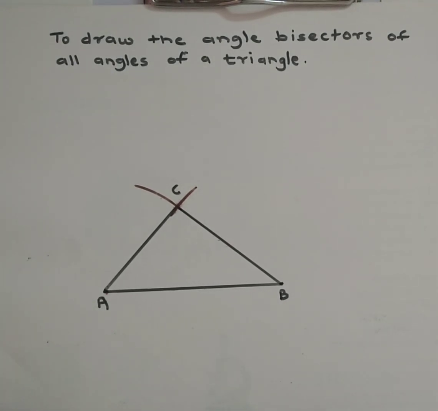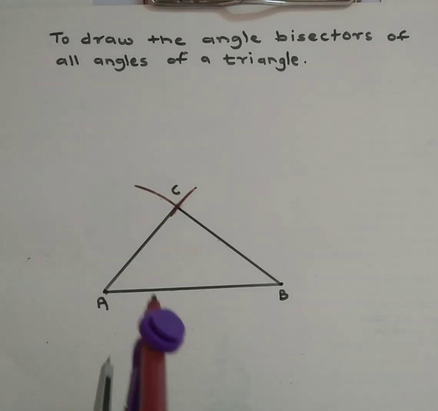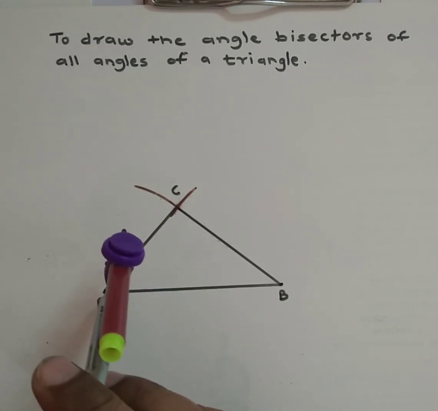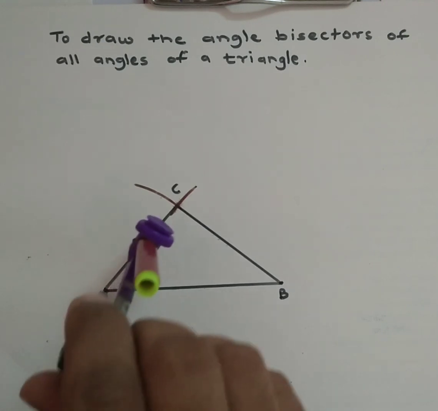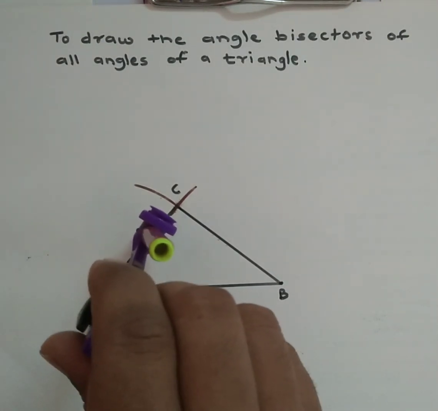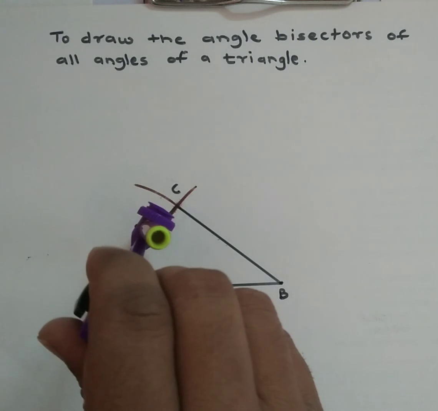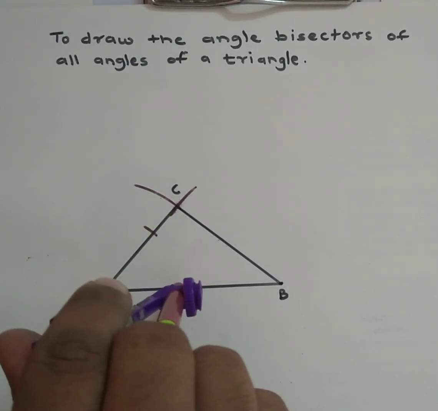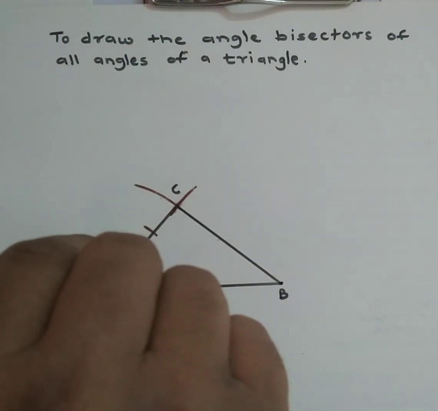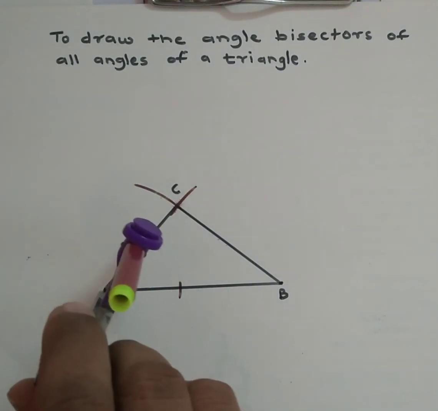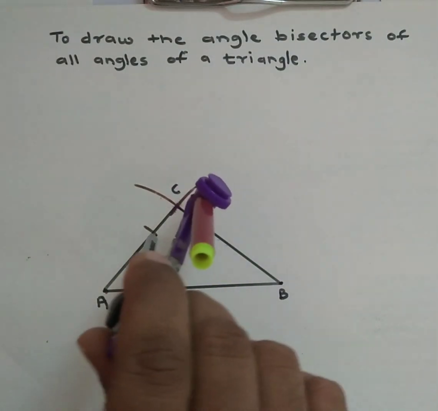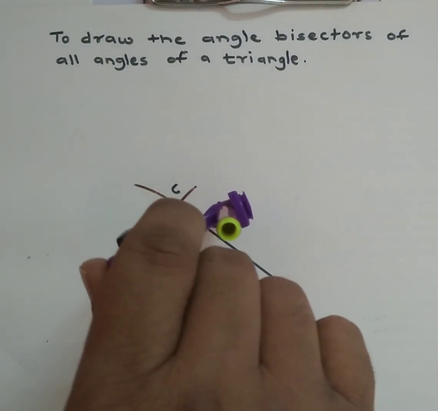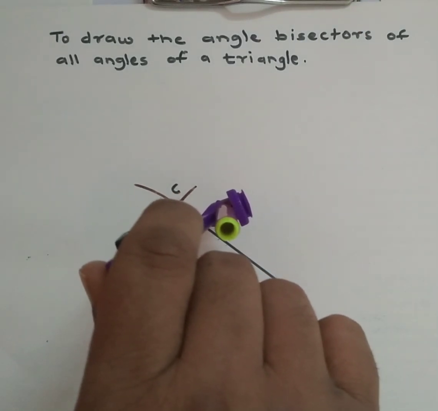First of all we will draw the angle bisector of angle A. For that, place the pointer at point A and take a suitable distance. Here I will take the distance like this and draw two arcs, one on side CA and one on side BA. So these are the two arcs from point A. Now again place the pointer at the newly drawn arc and draw two more arcs.